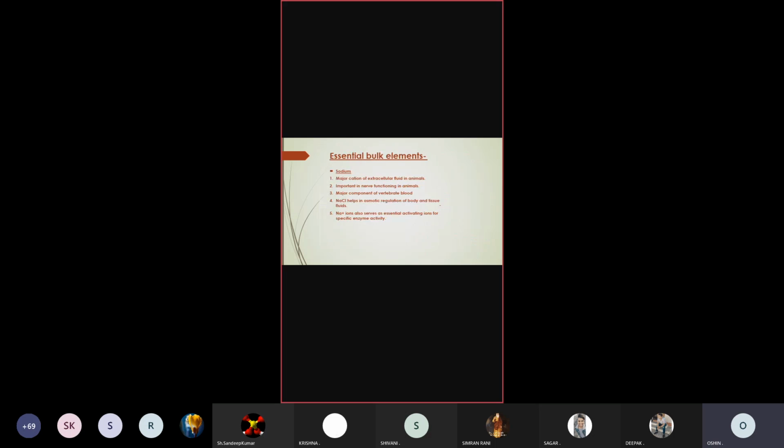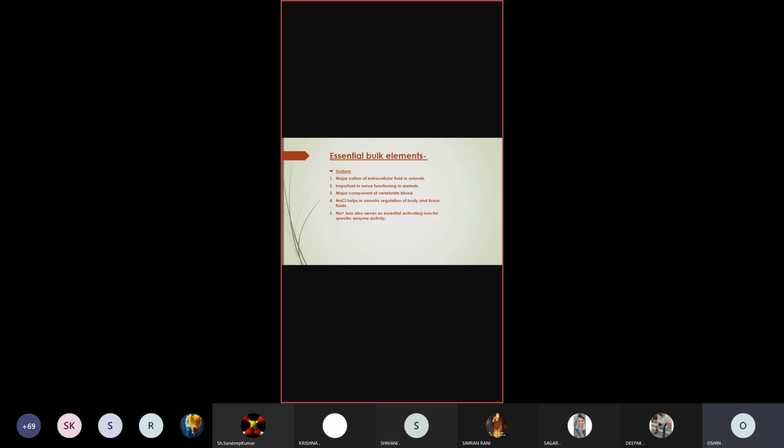Now let us proceed towards our last section, where we will discuss two bulk essential elements, sodium and calcium. So let us start with sodium first. Here I have mentioned some functions of sodium in the life processes. The first one is sodium as the major cation of extracellular fluids in animals. Number two, it is important in nerve functioning in animals. Number three, sodium is the major component of vertebrate blood. Number four, NaCl, which contains sodium, helps in osmotic regulation of the body and tissue fluids.